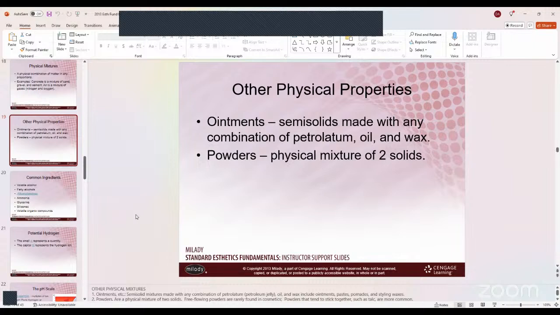And then we have powders, a physical mixture of two solids. All right. Powders are a physical mixture of two solids. Free flowing powders are rarely found in cosmetics. They tend to stick together, such as talc, and are more common. We use powder in the practical of hair removal.